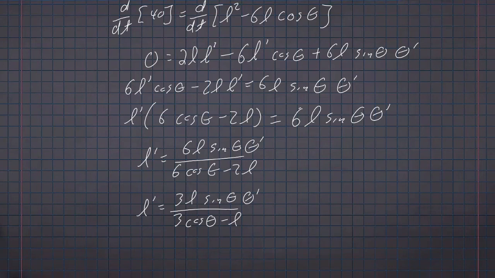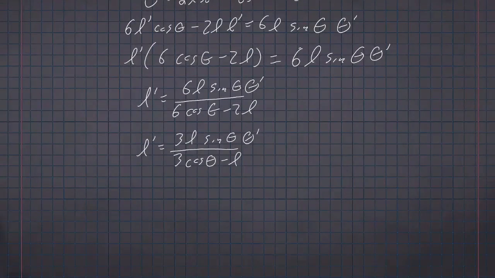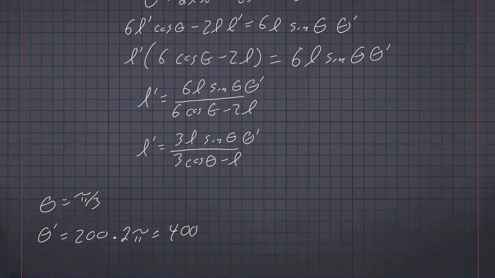Right. The crankshaft is turning at 200 revolutions per minute. So in terms of radians, 1 revolution is 2 pi radians. So theta is pi over 3. Theta prime is 200 revolutions per minute times 2 pi radians per revolution, or 400 pi. We could get a decimal value, but it's not going to be all that useful.